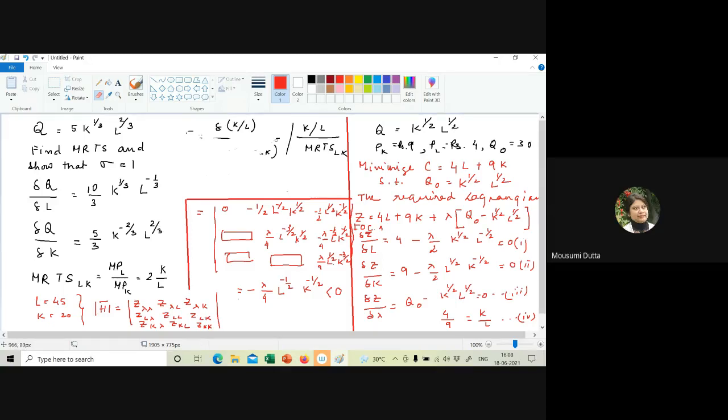What formula are you using to find out lambda? From the first order conditions. So what is the formula? Lambda by 2 is equal to 4L to the power half over K to the power half. What is the interpretation? Lambda is equal to Fq by price of labor, or Fk by price of capital, isn't it? Yes, ma'am.